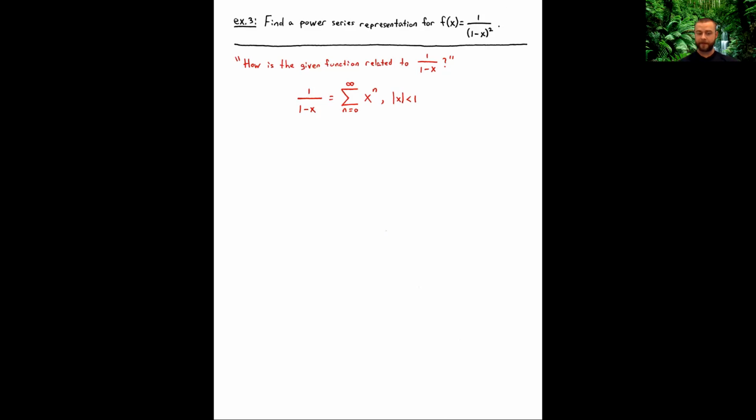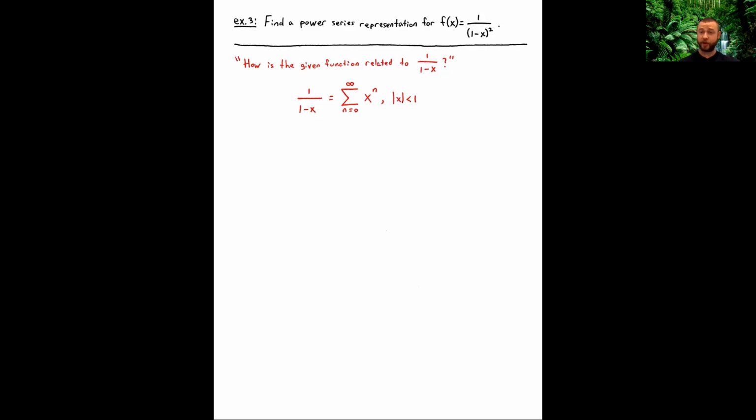All right, welcome back. If you feel like you were stuck with this one, that is okay. It starts to get a little bit more complicated since it's not quite as straightforward or obvious what you would want to do to 1 over 1 minus x to get the given function, which is here, 1 divided by 1 minus x quantity squared.